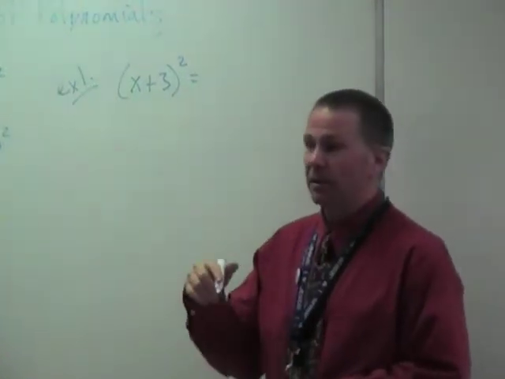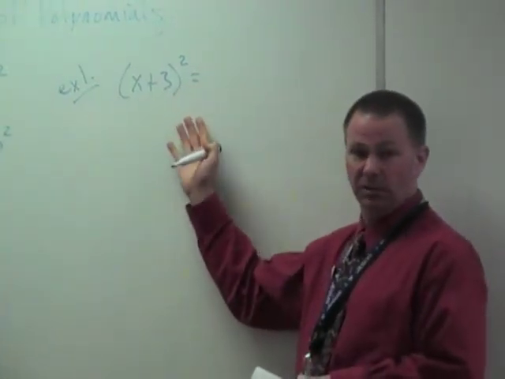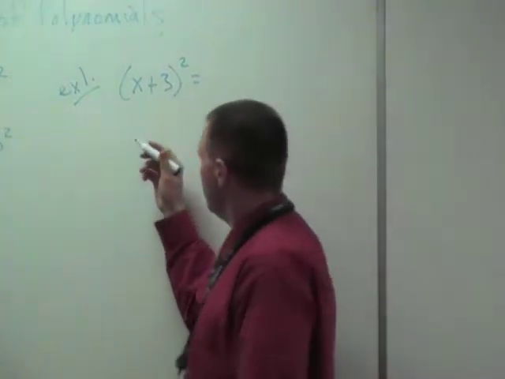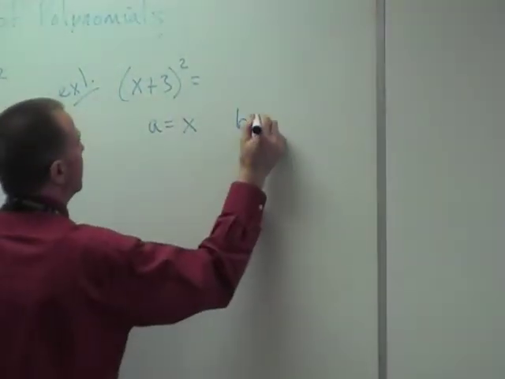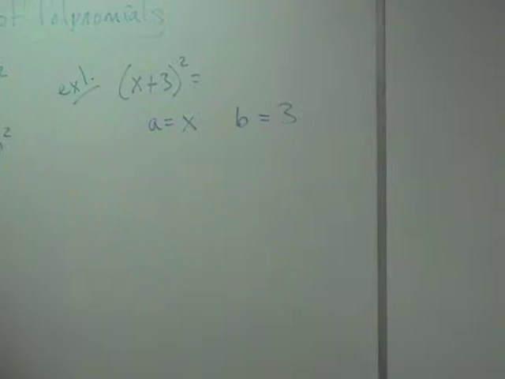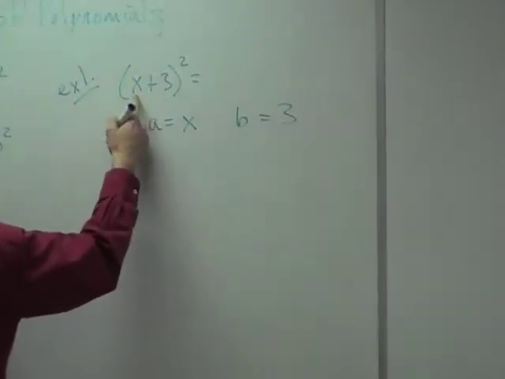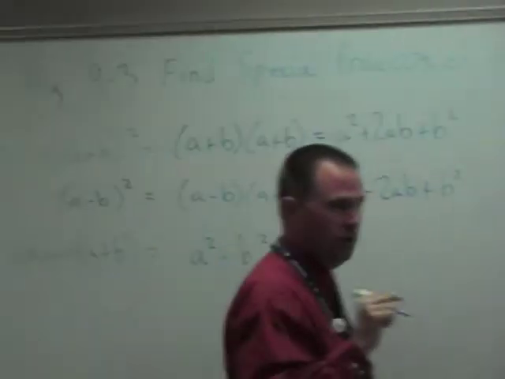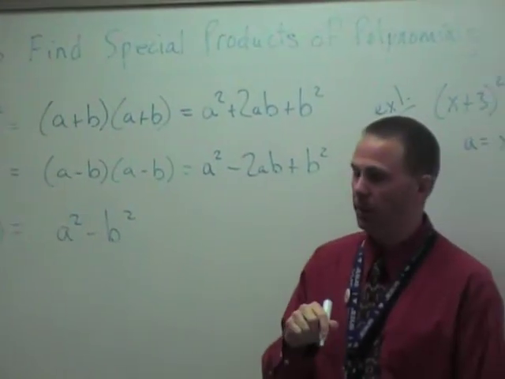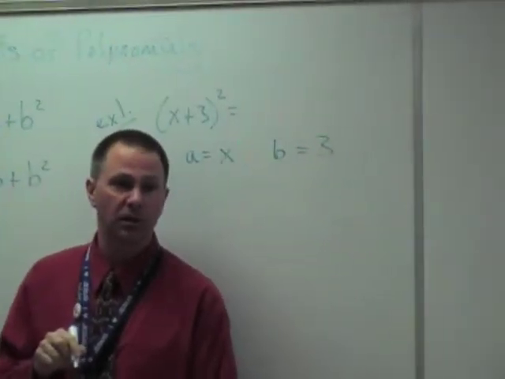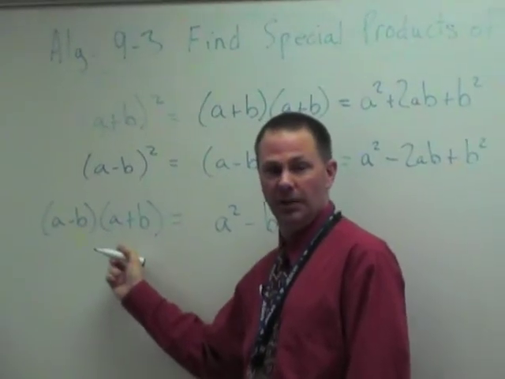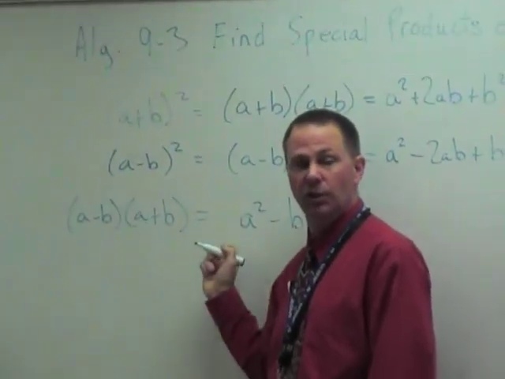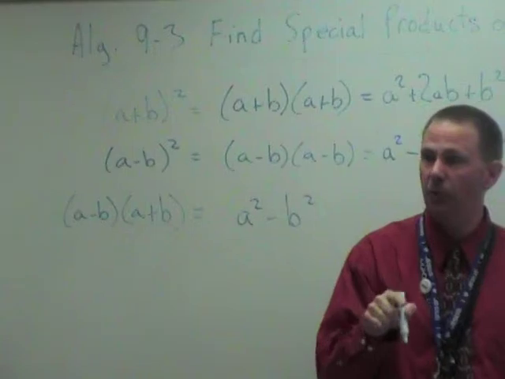Okay? So I know you all can distribute this and get the right answer. You need to focus on using the formula. A represents x, and B represents 3. Now, this is A plus B here, so this is the first formula. You need to identify which formula you're going to use before you start. So if I had a minus sign in there, I'd use the second one. If it has two binomials, one is a minus, one's a plus, then you know you're going to use the third one. Identify which formula you're going to use.